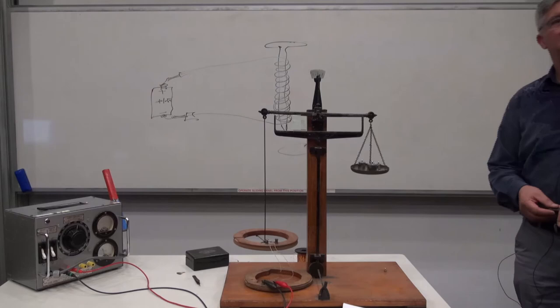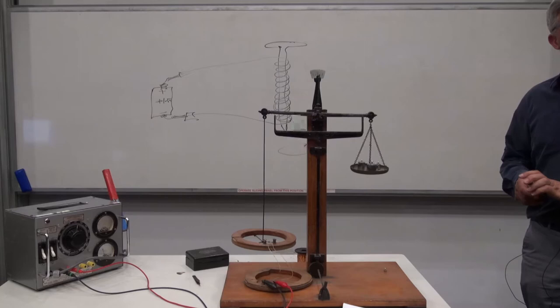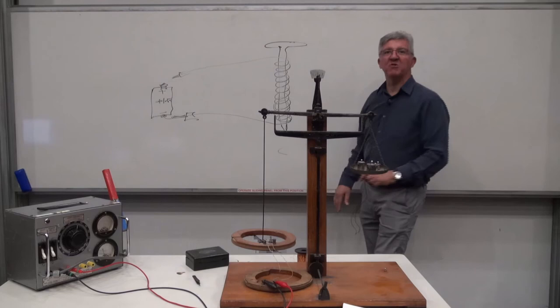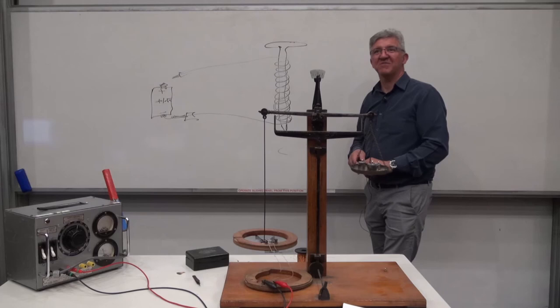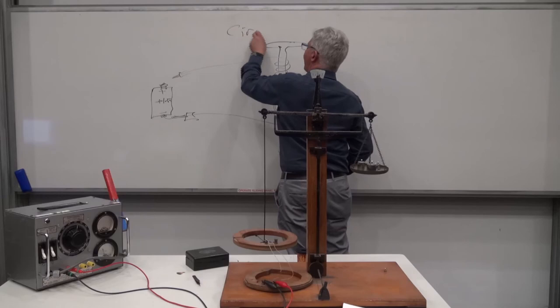Very, very simple experiment. And then you break the current and the paperclip will fall. And then you turn the current back on and the paperclip will attract it. And what you've done is you set up a circuit through which you've passed a current.